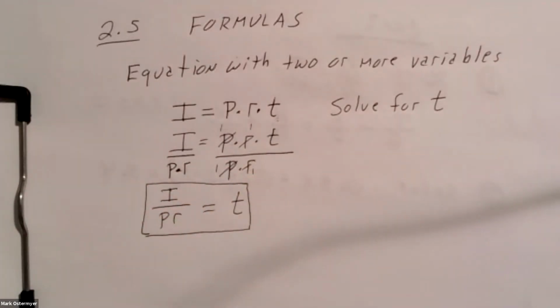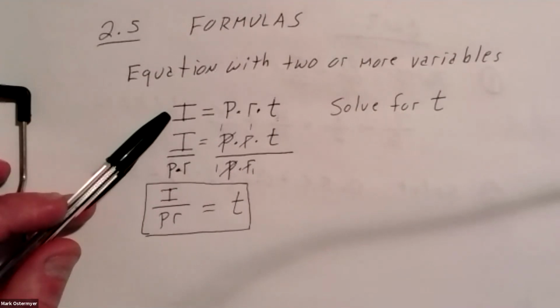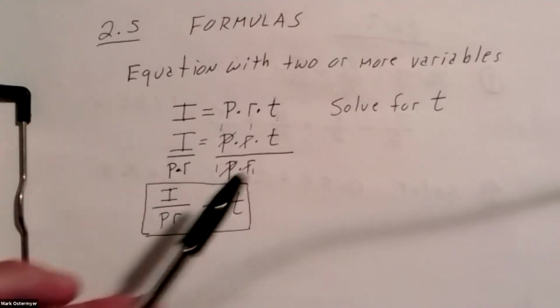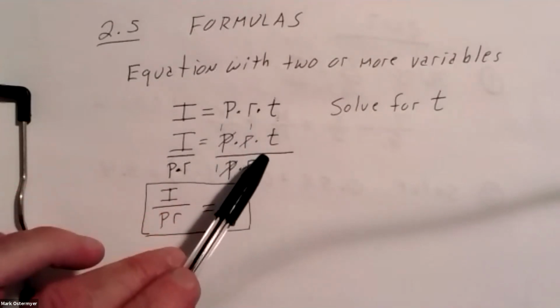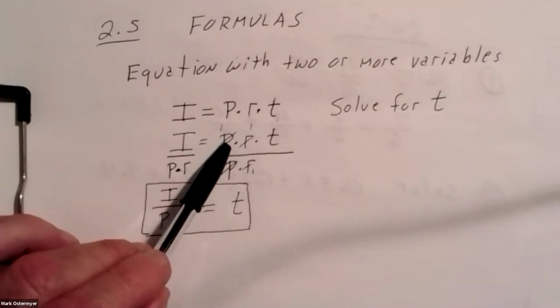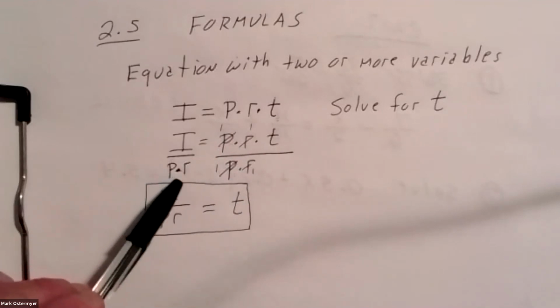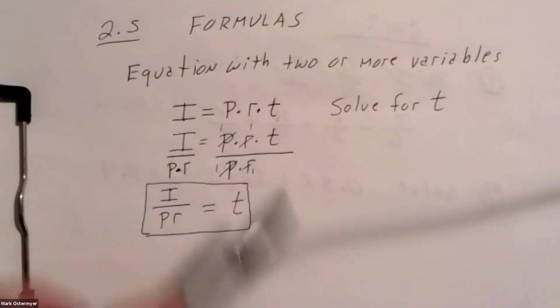Everybody see what just happened there? Initially, the formula was solved for I. I wanted to turn it around and solve it for t, which means we've got to get t all by itself, which means we've got to knock out these factors of p and r. The inverse of multiplication is division, so in order to get rid of the p and the r, I divide both sides of my equation by p and r. And that renders t all by itself. Any questions how I solve that formula for t? Okay.